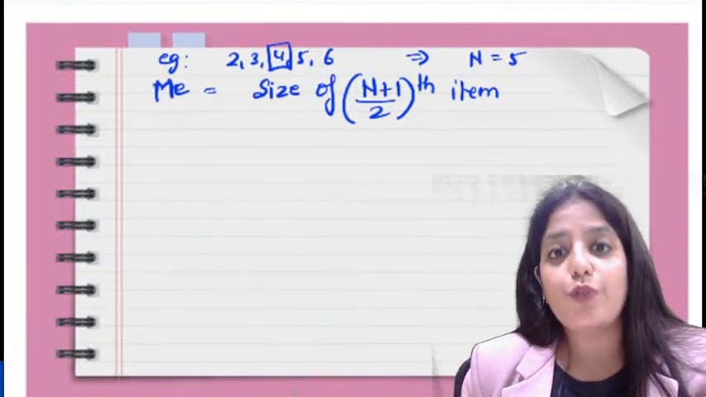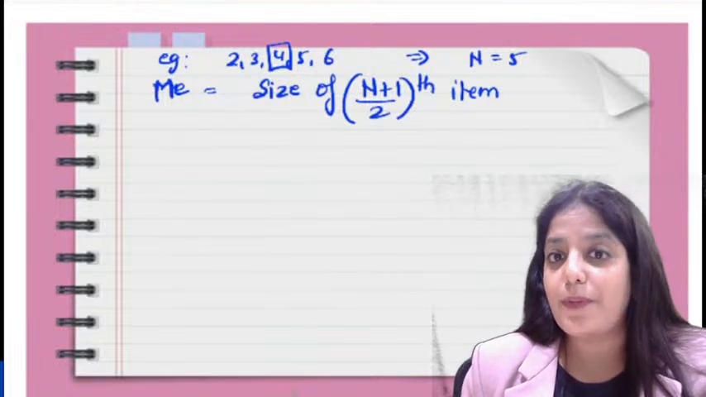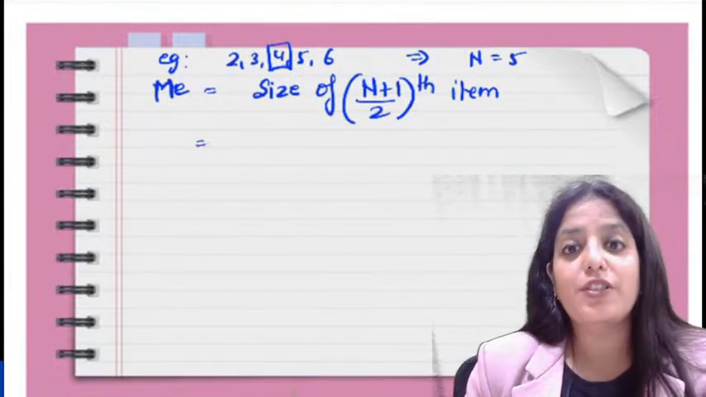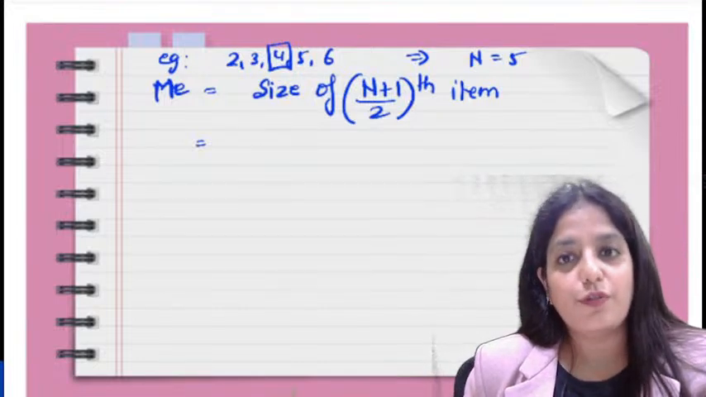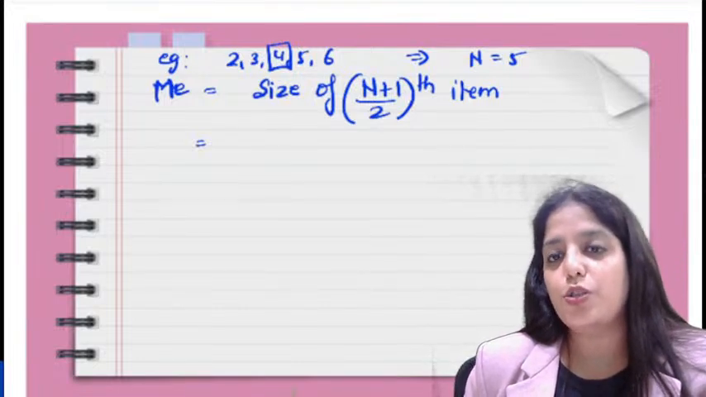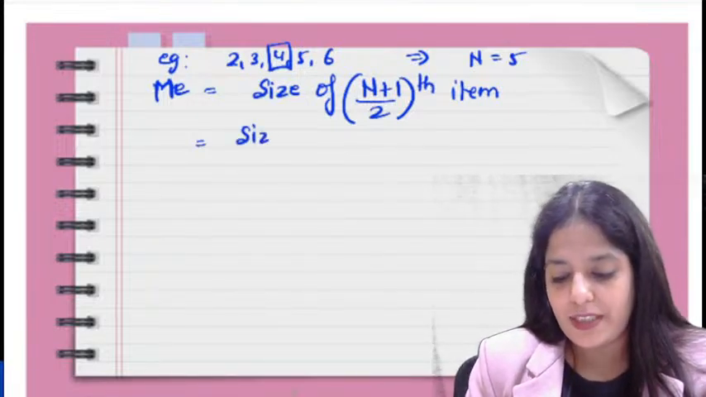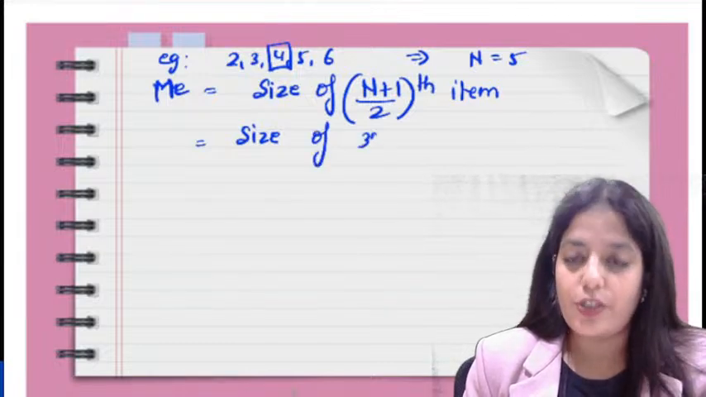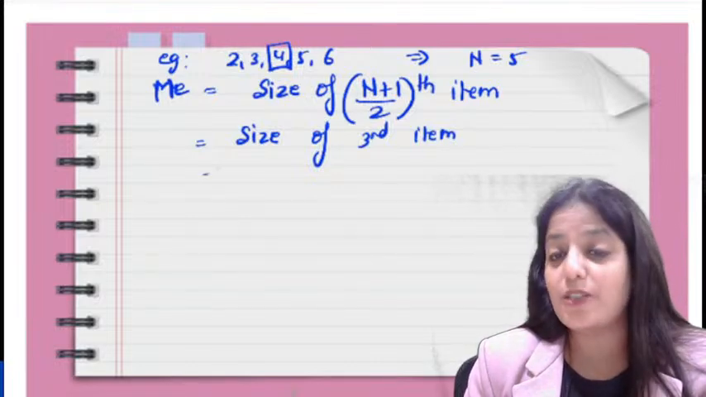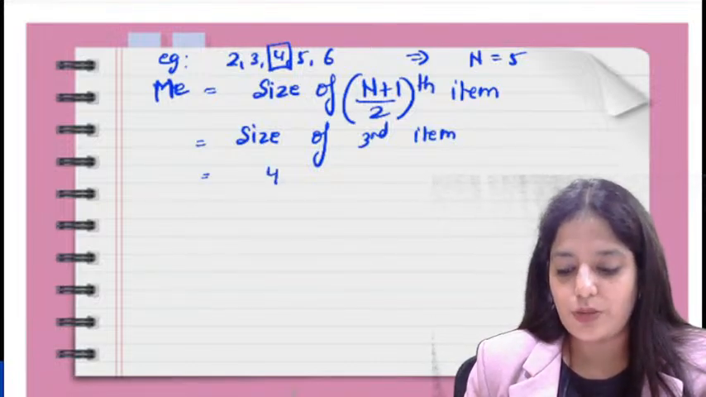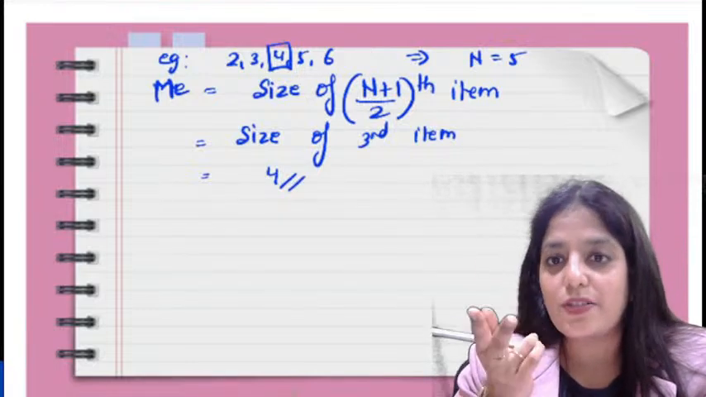But if you want a formula approach, we have one formula: ME is equal to size of (n plus 1) by 2th item. Now, how many observations do we have? 5. So just put 5 in place of n. That's 5 plus 1 upon 2, that is 6 upon 2, that is the third item. So median is equal to the size of the third item. Who is sitting at the third position? 4 is sitting at the third position. So that's our median. First is the logical approach and second is the formula approach.